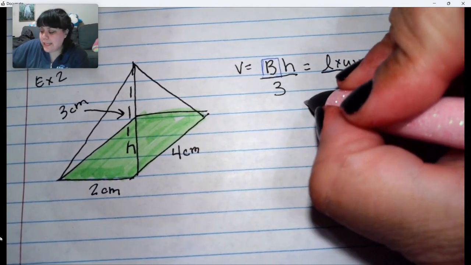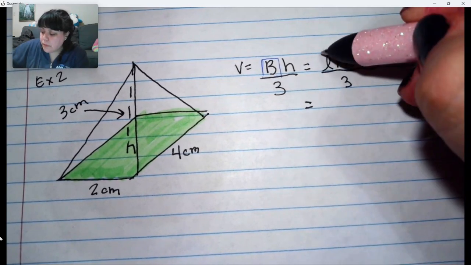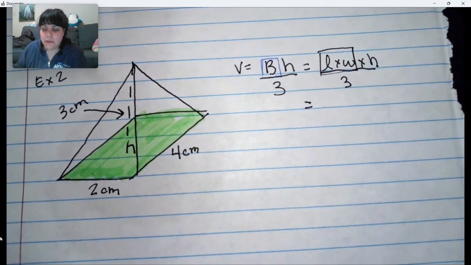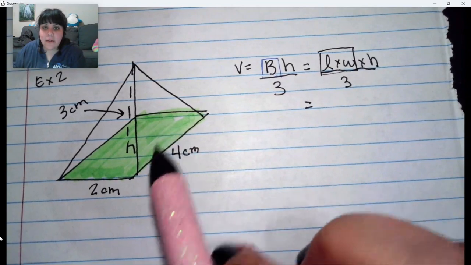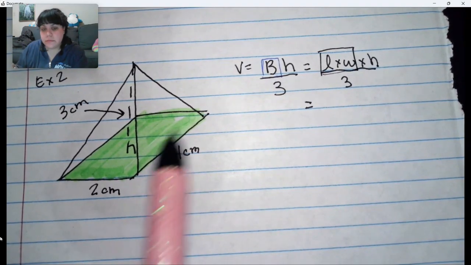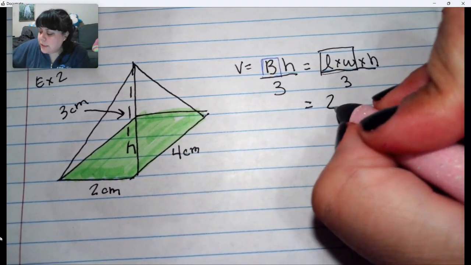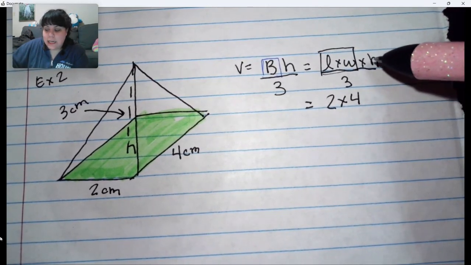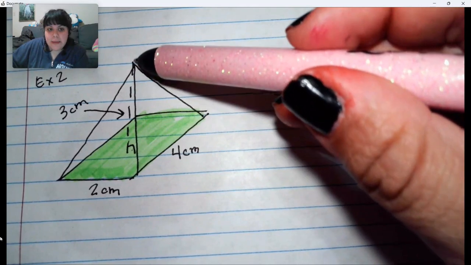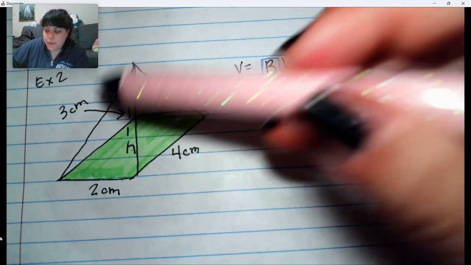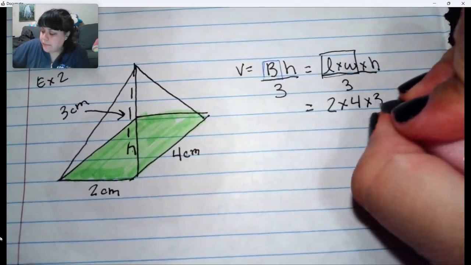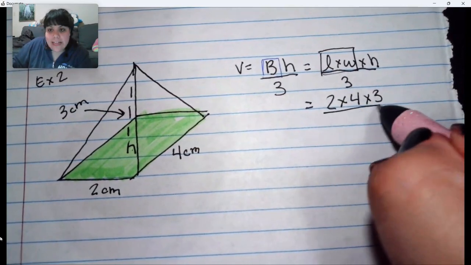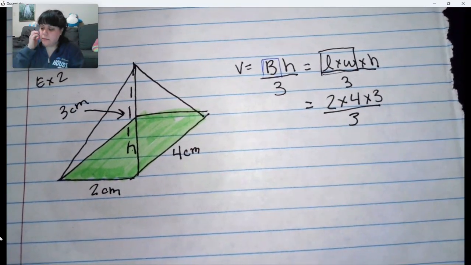So now let's plug in some numbers. This part is from my rectangle. If I look at my rectangle, what's my length and my width? Well, 2 times 4. So I'm going to do 2 times 4, and multiply that by the height of my pyramid, which is this 3. So times 3. And I'm going to divide all that by 3.